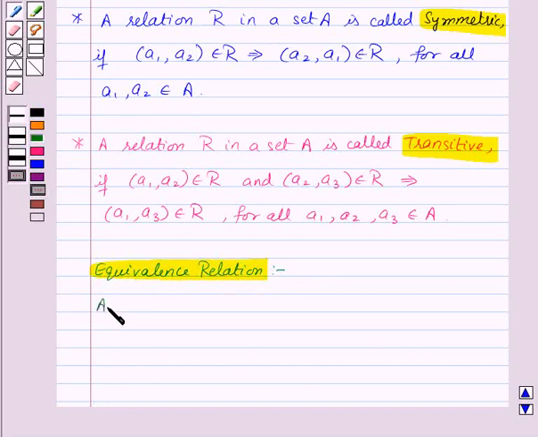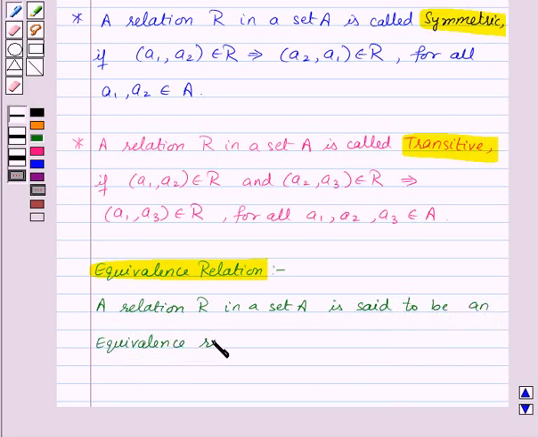A relation R in a set A is said to be an equivalence relation if R is reflexive, symmetric and transitive.